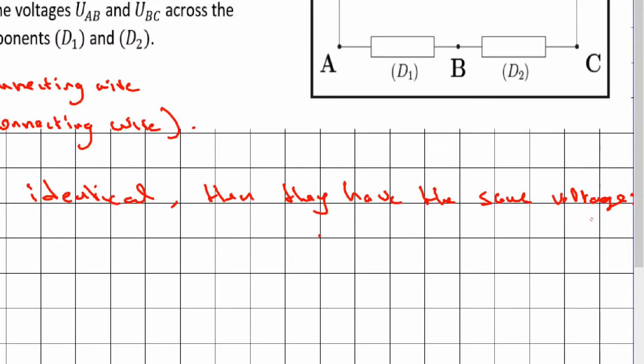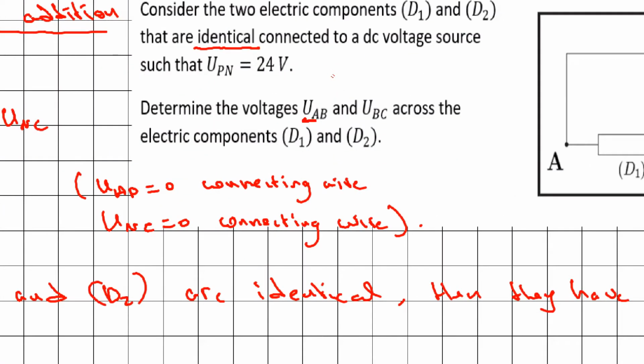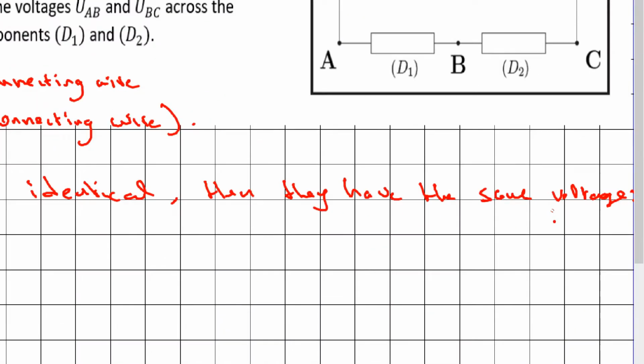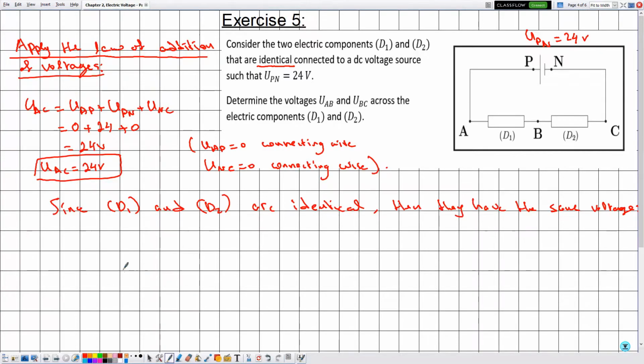So we are saying that the voltages of D1 and D2, which are labeled by UAB and UBC, are the same, or they are equal, and this can be formulated in the following equation, that UAB is simply equal to UBC. So now how do we proceed?